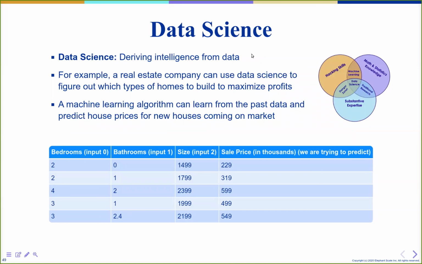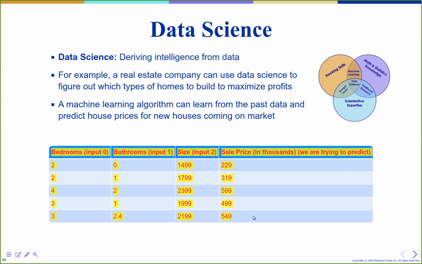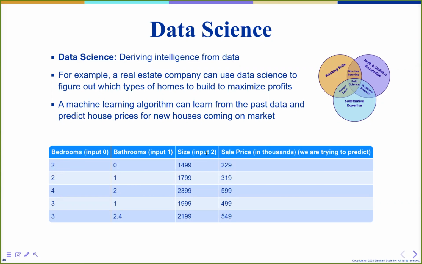Data science, you hear the term data science. Again, data science is basically, to me, just figuring out intelligence from data, right? So for example, let's say somebody gave you house price data. Can you figure out which houses sell most? What are the features people want? Basically making sense of the data, right? So it's called data science.